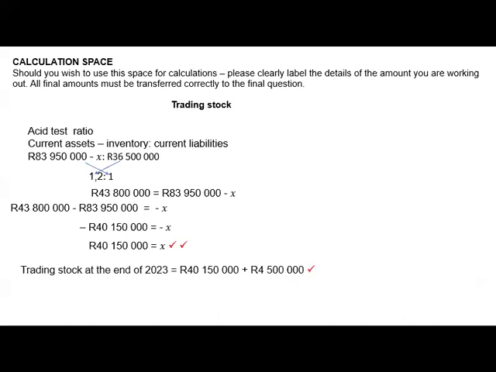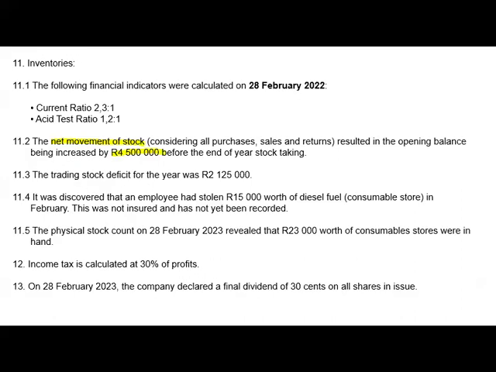So my trading stock at the end of the year, when I add them here, will give me 44,650,000, unless there's something else I'm missing. Let me just continue with my adjustment. I'm dealing with each adjustment. Oh, and then they say we have a trading stock deficit.